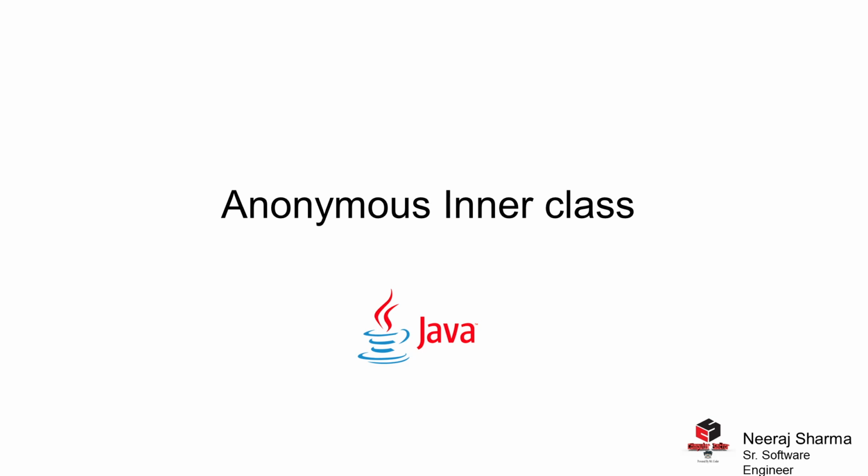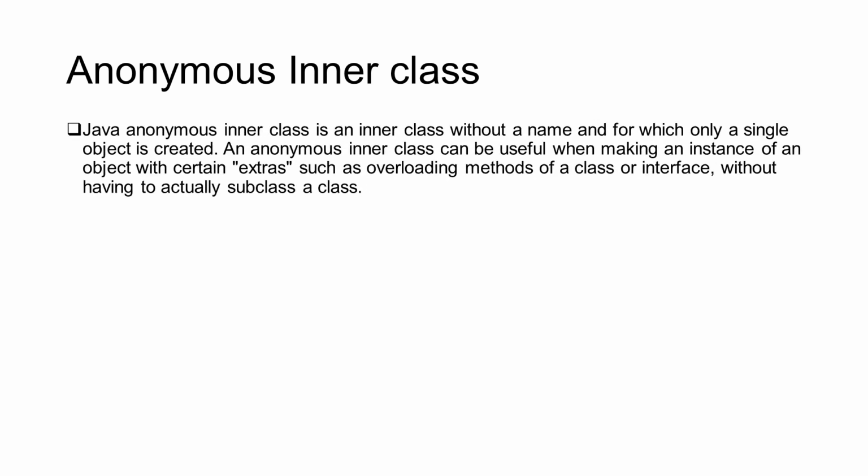Today I have brought you another topic of Java, that is anonymous inner class. So let's understand what is anonymous inner class. An anonymous inner class is a class which doesn't have any name, and we can only create a single object of that anonymous inner class.